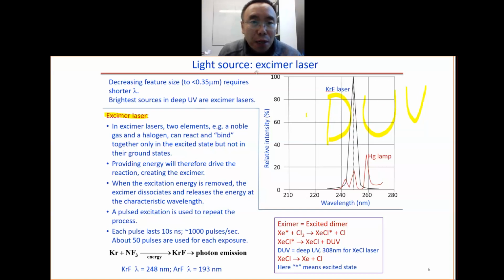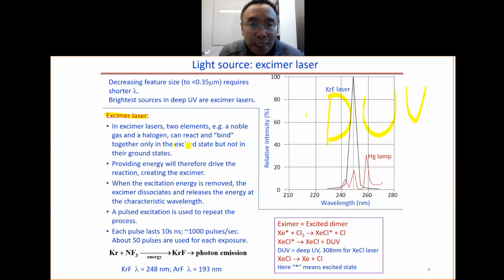So what is the excimer? Excimer means excited dimer. It has two components: one is a noble gas, and the other is a halogen. We know that the noble gas is very inert. It will not form a compound with other materials, so the noble gas will not form a compound with the halogen.